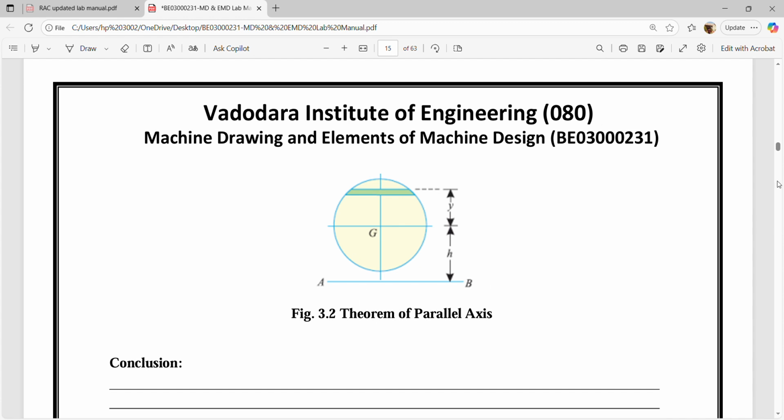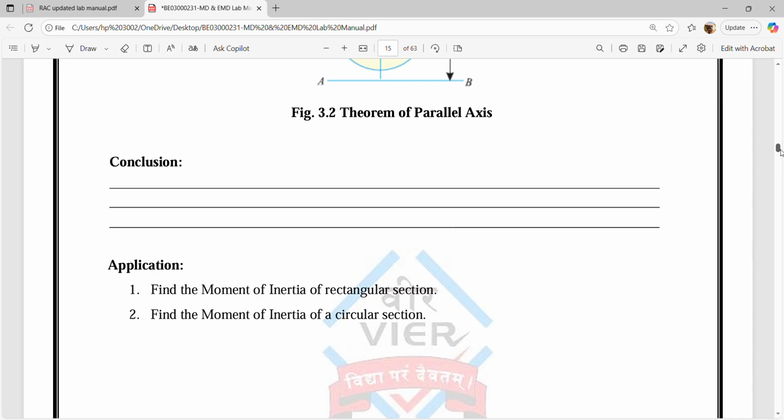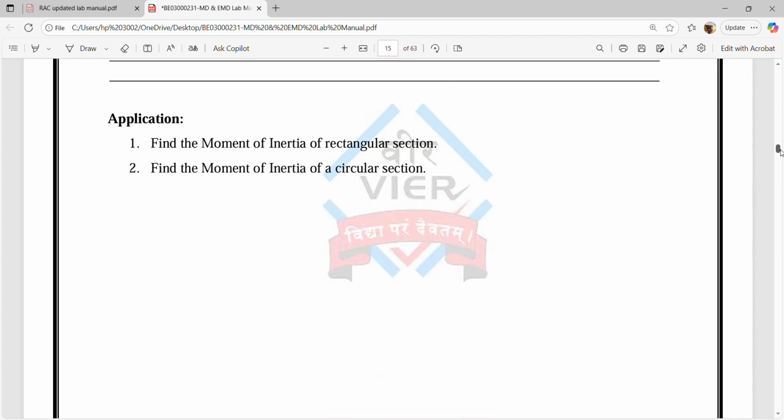So we conclude this experiment, and at the last of the experiment we have two application based questions. First one is find the moment of inertia of rectangular section, and second is find the moment of inertia of a circular section.